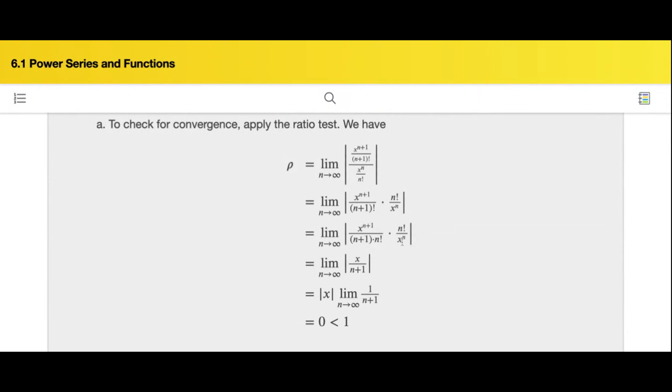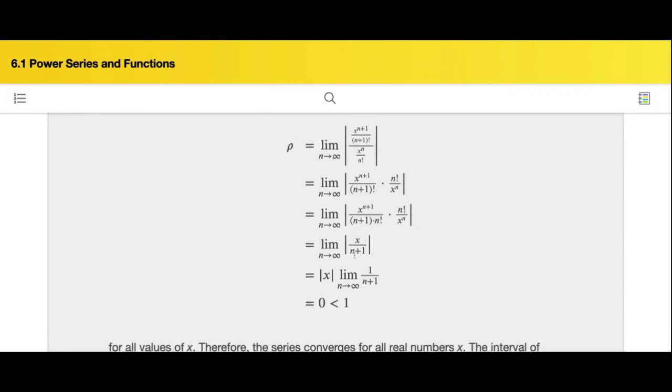If I simplify with x raised to n, we get x in the numerator. n factorial divided by n plus 1 factorial. Well, n plus 1 factorial can be written as n plus 1 times n factorial. Then n factorial cancels n factorial, so we have 1 over n plus 1. So after simplification, we get x over n plus 1.